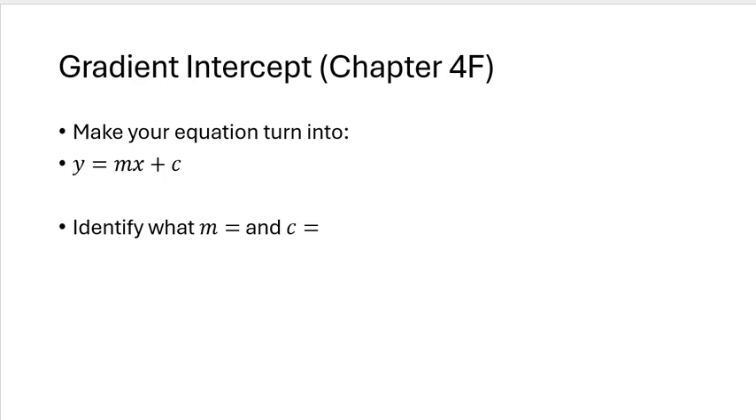So first off, we're just going to talk about the gradient intercept method, okay? So all you're going to do is make your equation turn into the general form y equals mx plus c here. Now you need to identify what m equals to and what c equals to, okay? So make sure you do that.